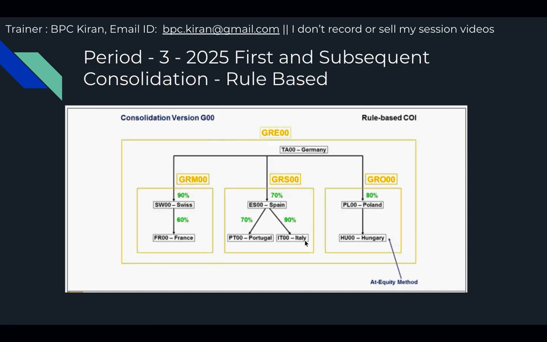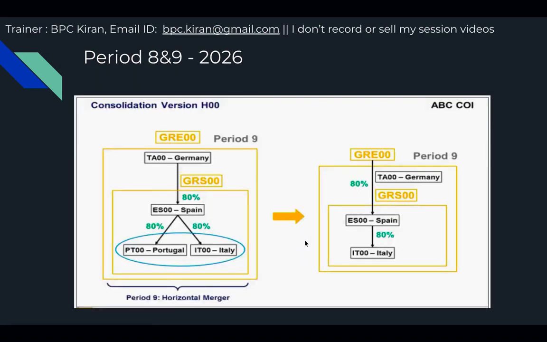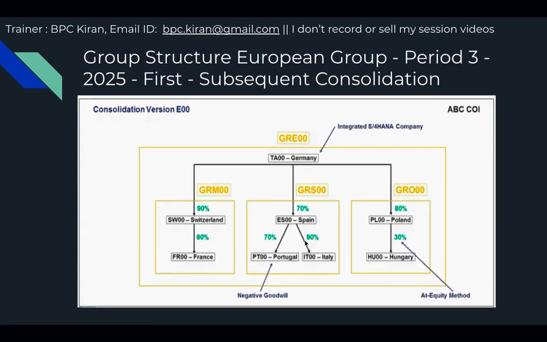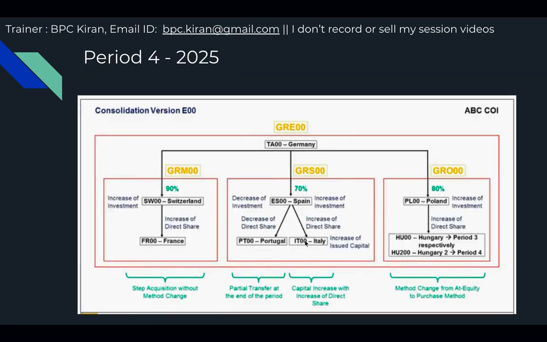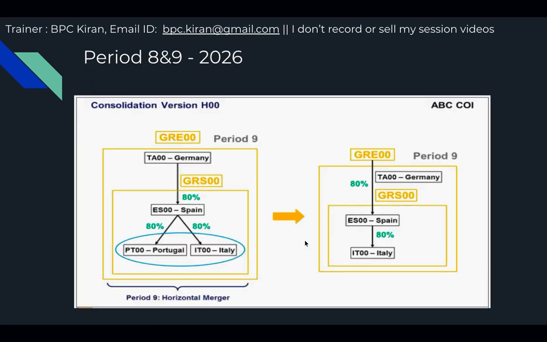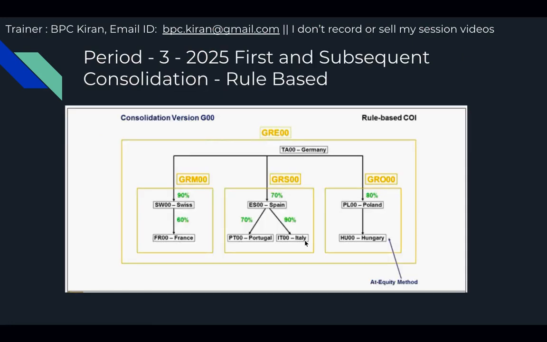So when we are talking about rule based, whatever scenarios, these three screens I said, period 3 activities, period 4 activities, period 5 activities, period 8 and 9 activities, first we are going to start with activity based consolidation of investments, and we are going to discuss these things. And period 9, rule based approach, for the same structure, if your customer is using rule based, what are the scenarios possible?